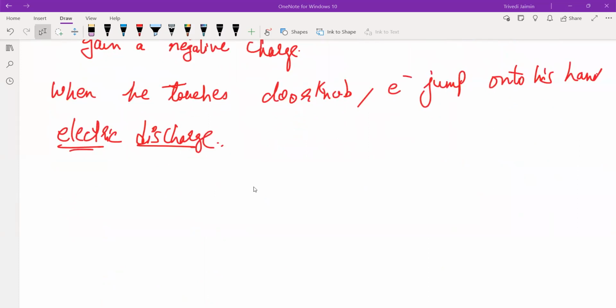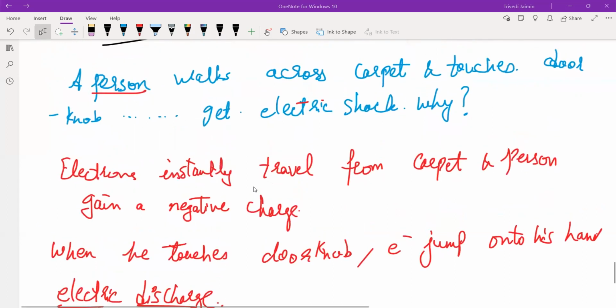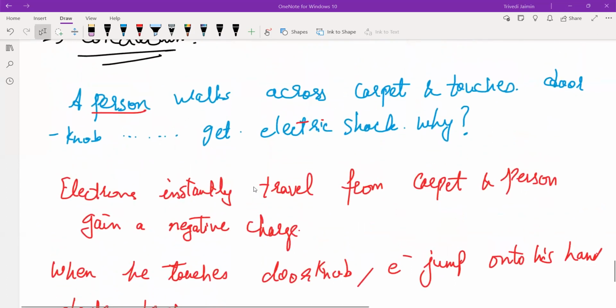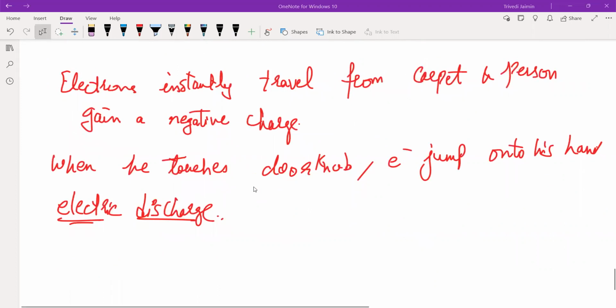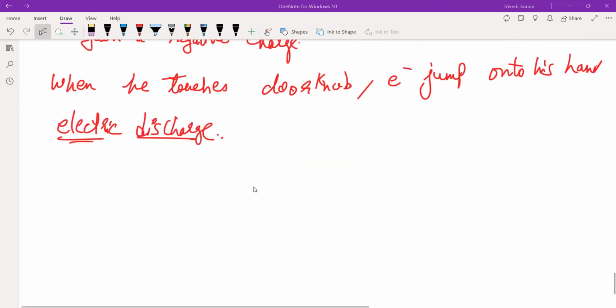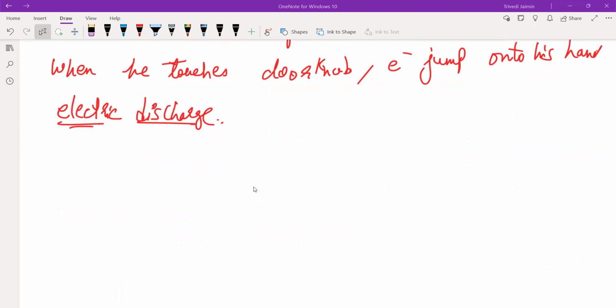So let's write a few points. What we wrote here, let me think. A person while walking across the carpet and touching the doorknob gets an electric shock. Why? Electrons instantly travel from the carpet and the person gains negative charge. And when he touched the doorknob, electrons jumped onto his hand and it got discharged. So that phenomenon is called electric discharge.